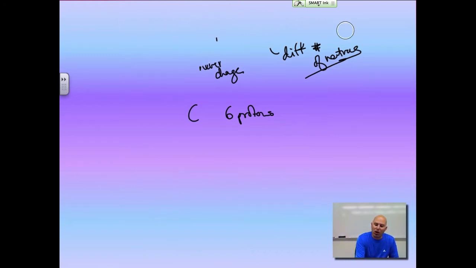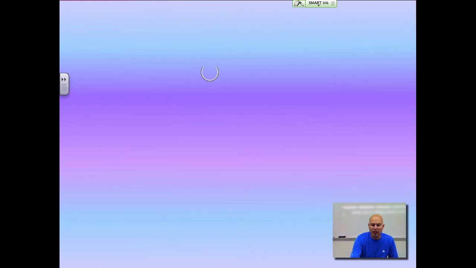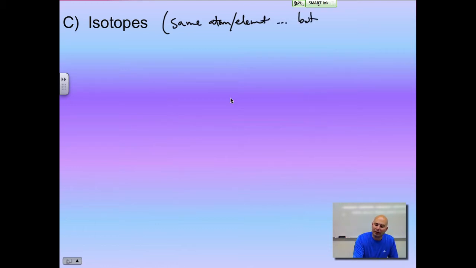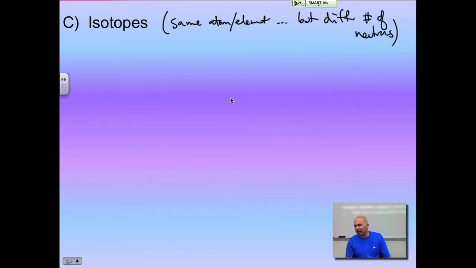And what that's called is isotopes. Isotopes of each other. So an isotope is same element, same atom, I guess we could say element, but different number of neutrons. Same element, but different number of neutrons. So let's take a look at an example. Carbon. Carbon actually has 9 different isotopes. Here are 3 pretty common ones, but 9 different isotopes.